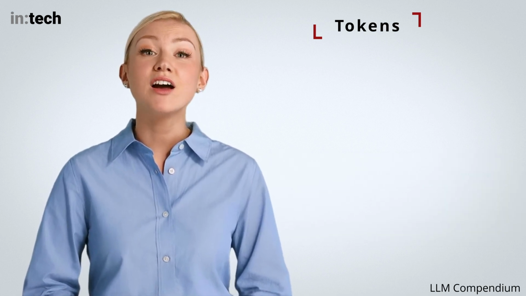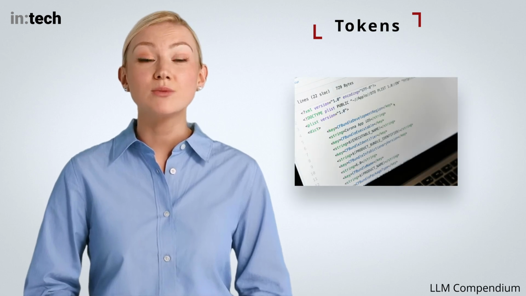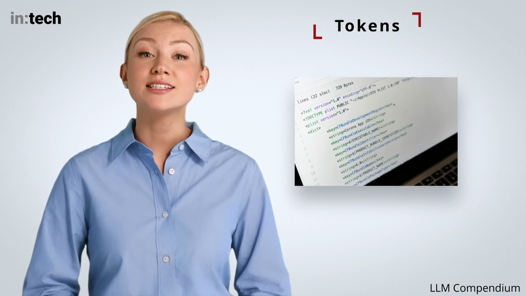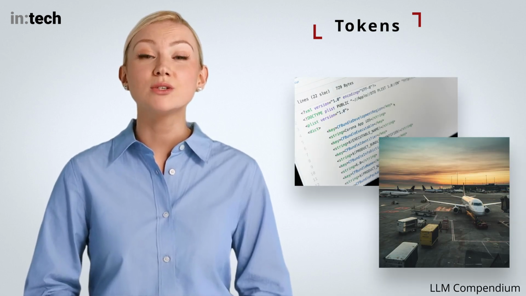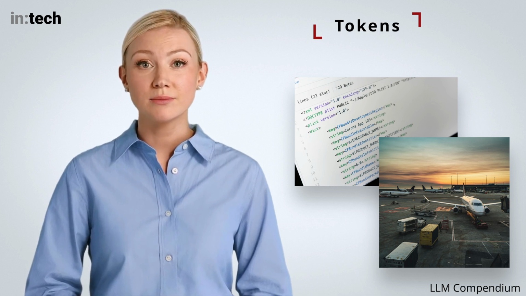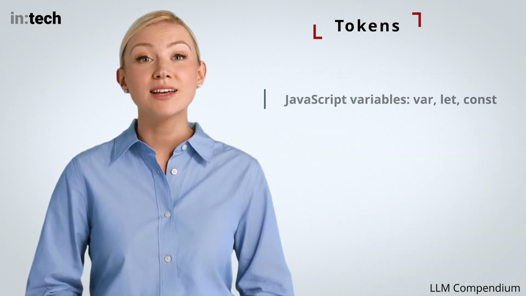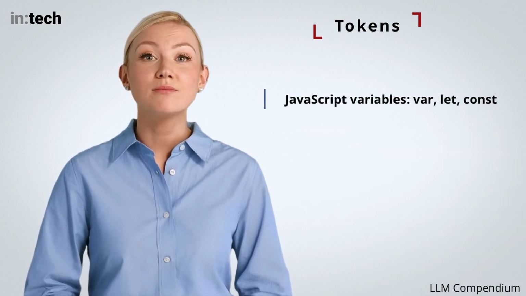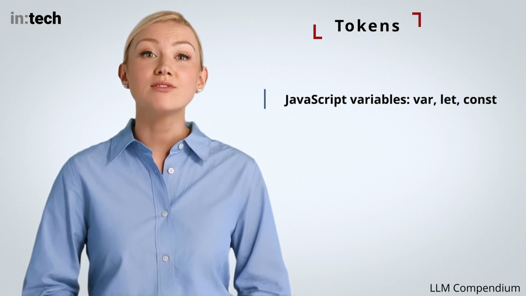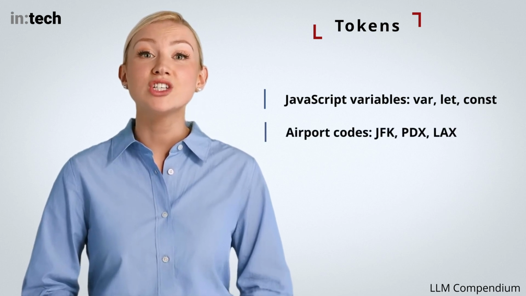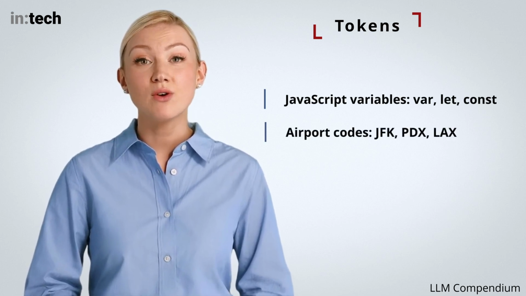The key point here is that the way that each tokenizer breaks text into tokens is based on the context and task that it will be used on. For example, a tokenizer intended to be used in a language model that will act as a programming assistant will treat text differently than a tokenizer that will be used for a flight booking assistant. Programming syntax might contain identifiers like var, let, or const, whereas flight terminology contains codes such as JFK, PDX, or LAX.